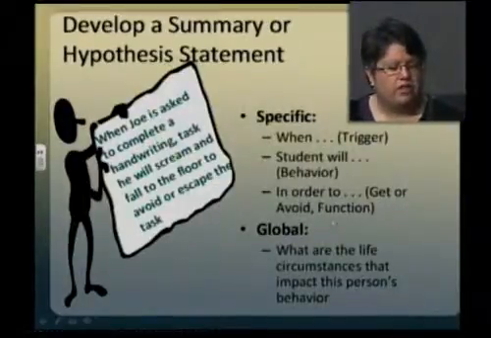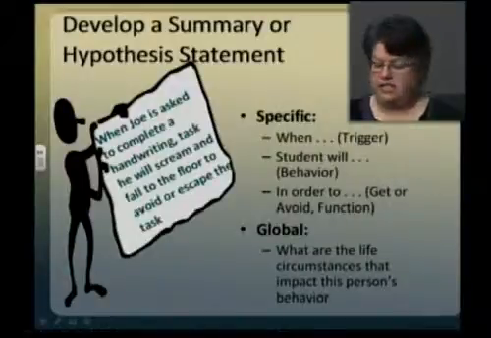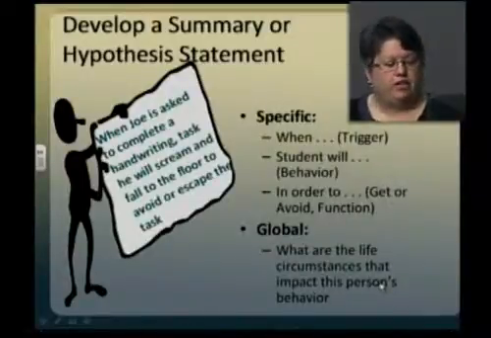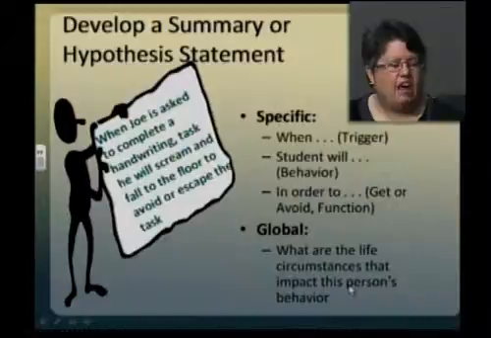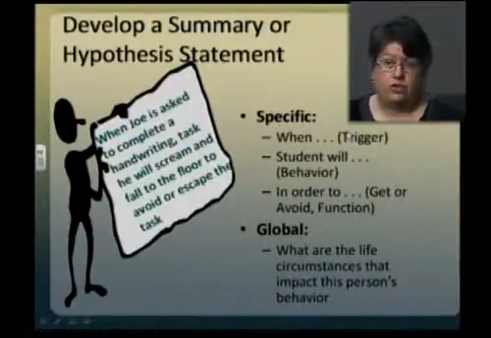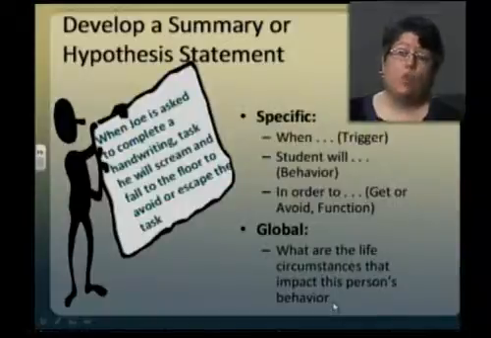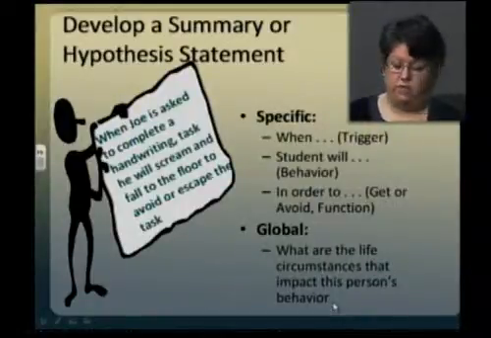Finally, we might want to describe some of the life circumstances that are impacting the student. And so after our sentences that describe the function of the behavior, we might have a sentence that describes where the student is in their life at this point.